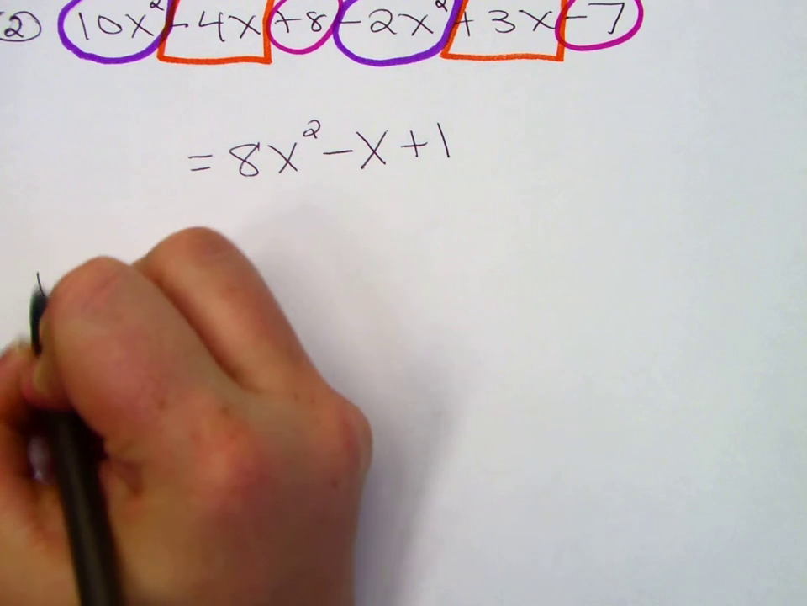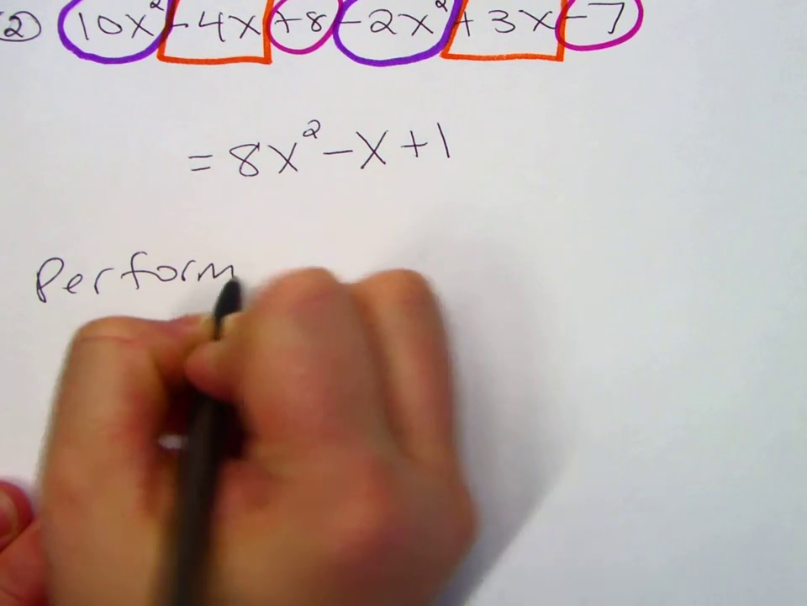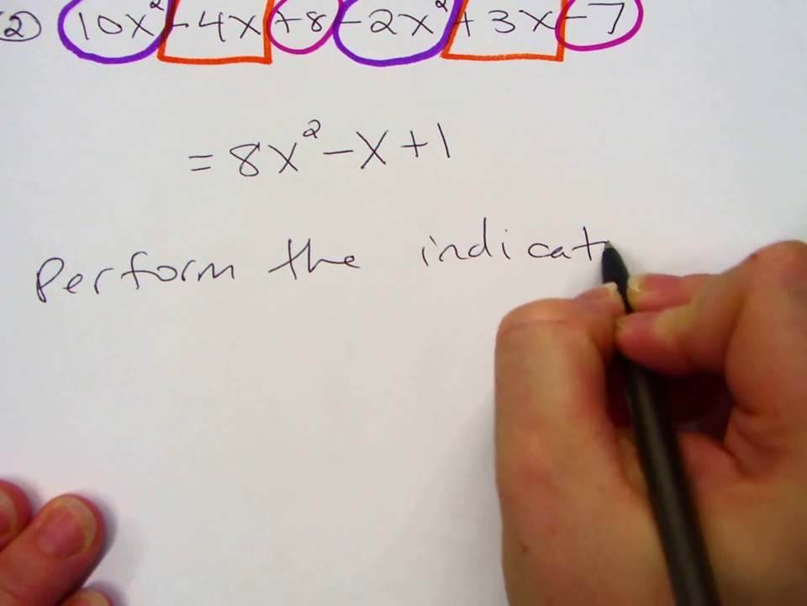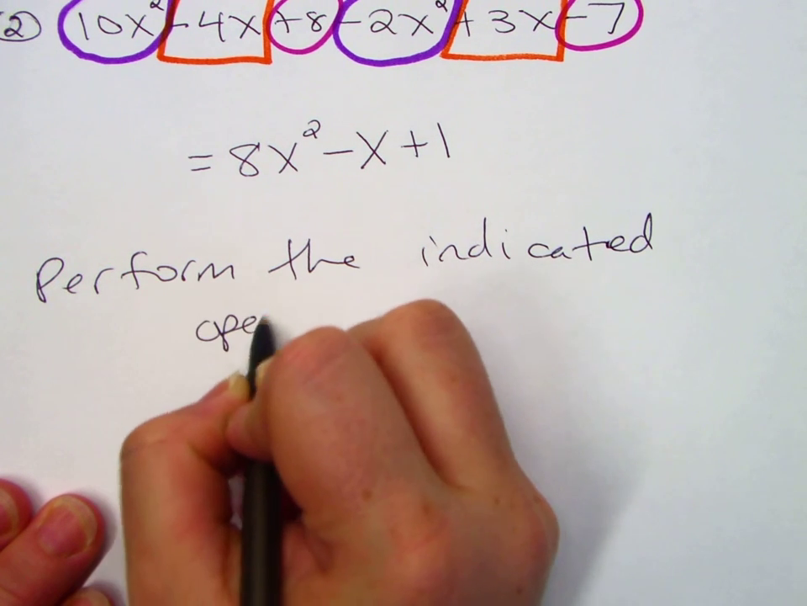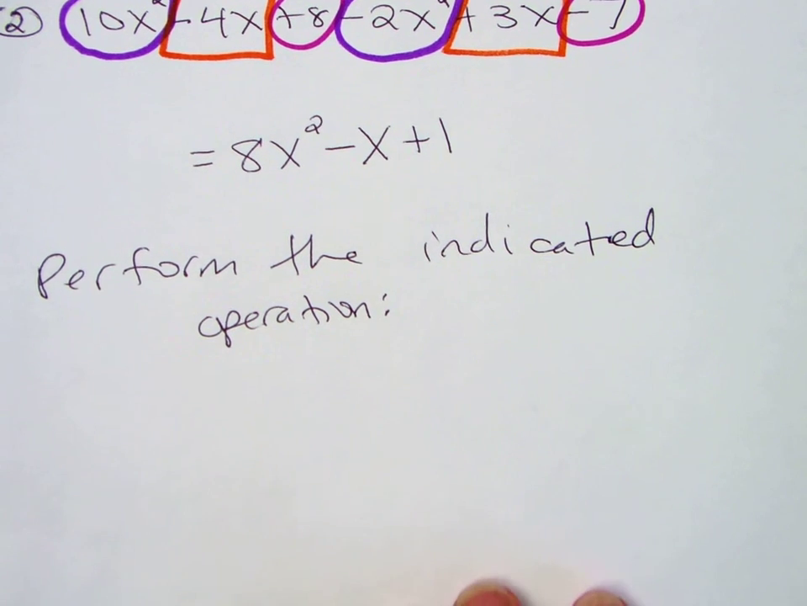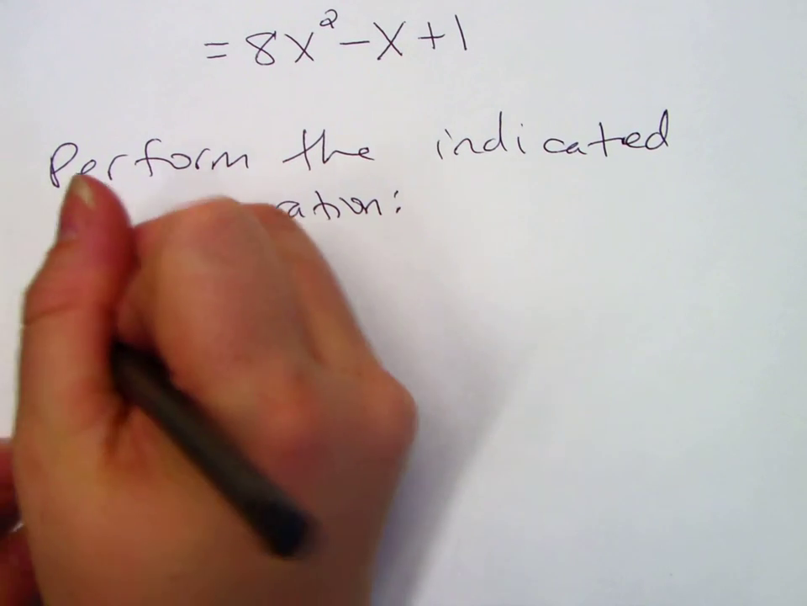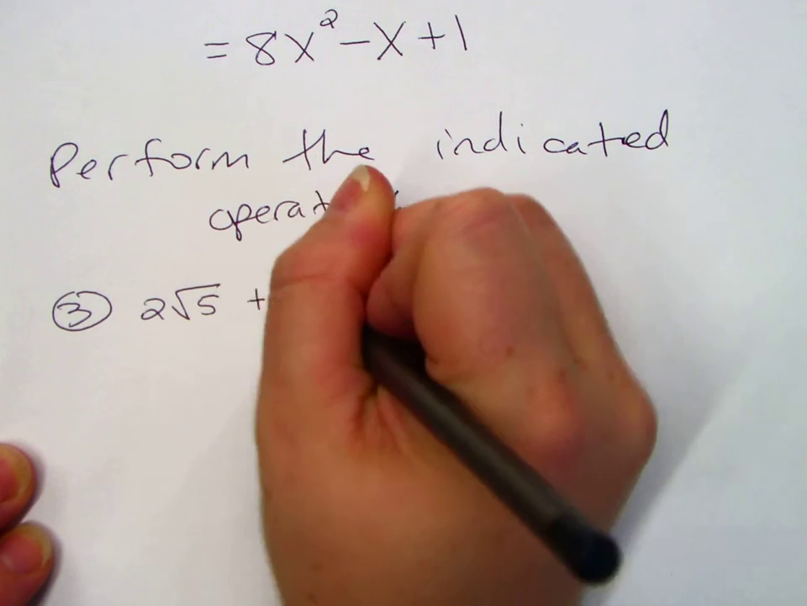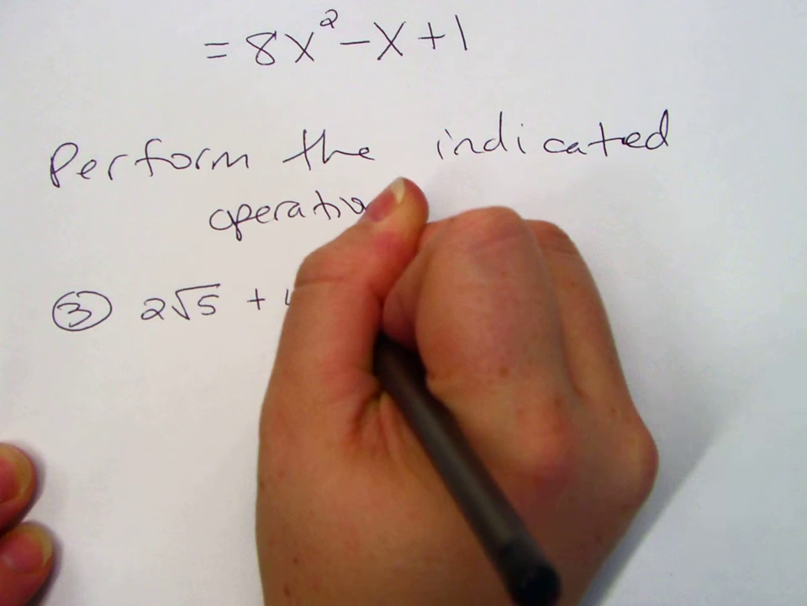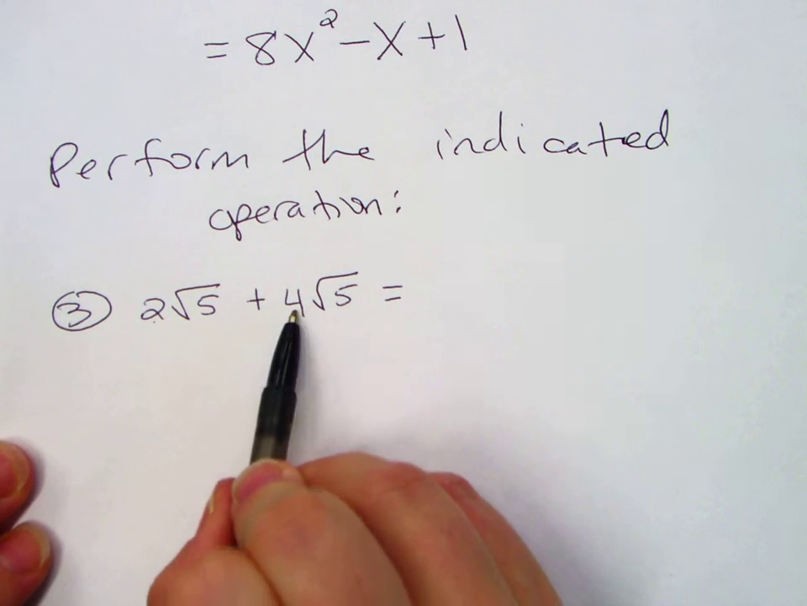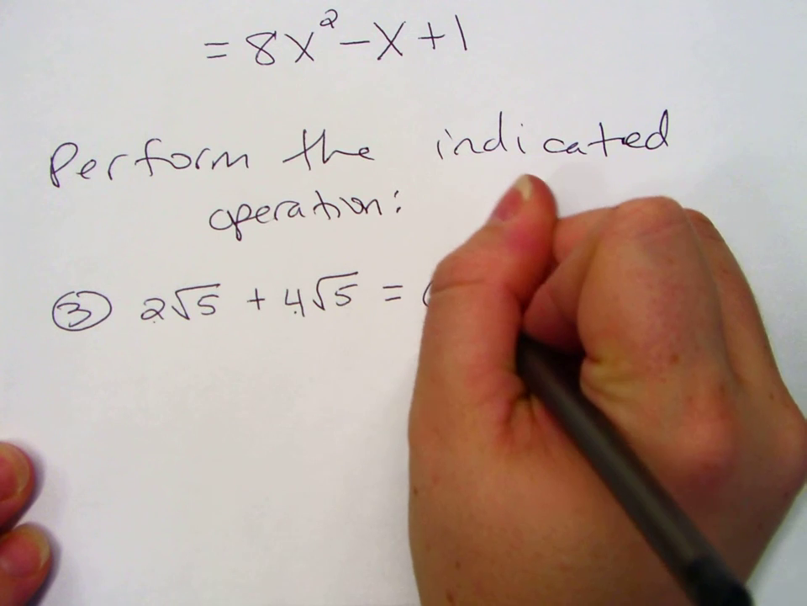All right, so we're going to perform the indicated operation. Which operation is being indicated? Plus or minus. So number 3: 2 radical 5 plus 4 radical 5. What does that give me? What do you think? 2 and 4 is 6 radical.